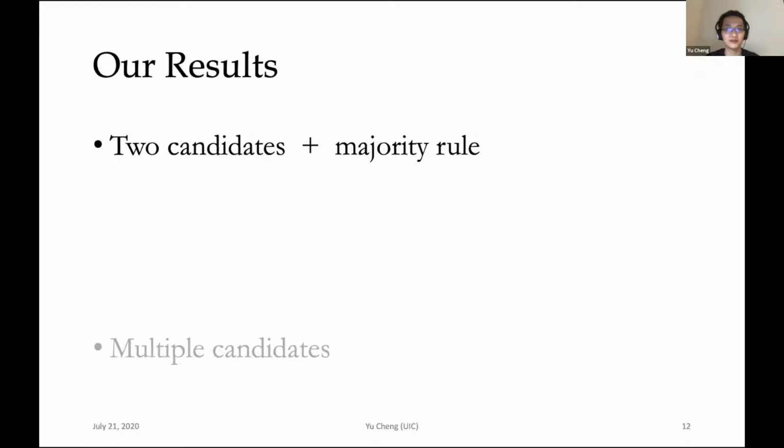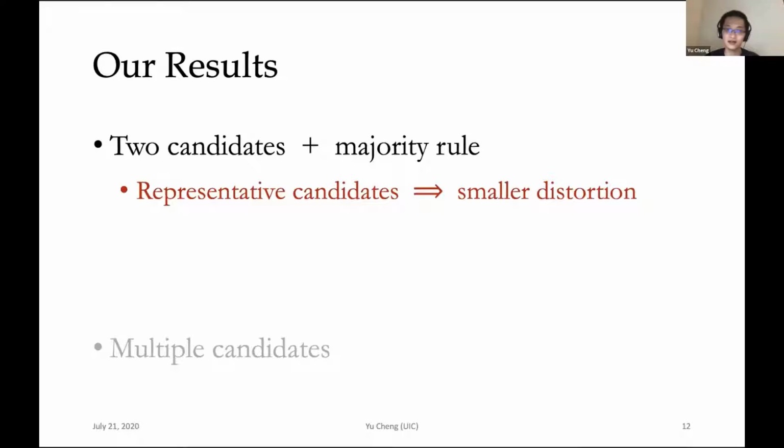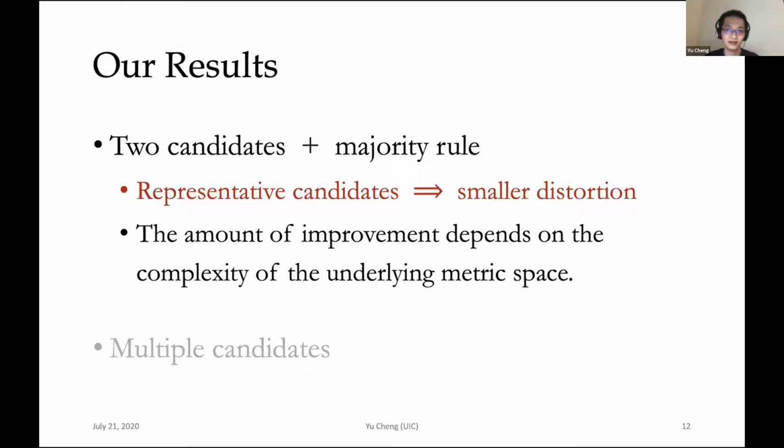As mentioned in some of the previous talks, this is probably the only rule that makes sense for two candidates because you only observe the preferences, not the actual metric space. Okay. So we show, informally, that when you have representative candidates, it does decrease the distortion you can incur. And also the amount of how this gap depends on the complexity of the underlying metric space. So if you have a line, then the distortion becomes much smaller, but if you have a general metric space, it doesn't go down that much. Okay, all right. So that's the result for two candidates.